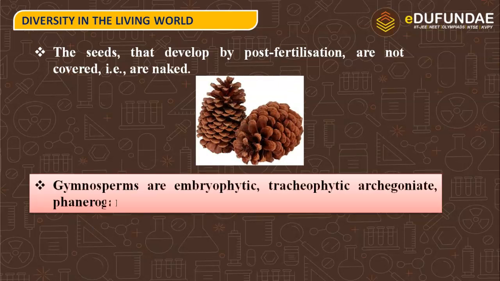Gymnosperms are embryophytic, tracheophytic, archegoniate, phanerogams. So the first variety that we did was of the cryptogams, and the cryptogams were the bryophytes, the pteridophytes and the algae. But while we are talking about the phanerogams, these are the organisms that are seed producing organisms and they are embryophytic, that means there will be a stage of embryo in their life cycle. They are tracheophytic, that means they have a proper vascular bundle, as well as archegoniate, and they will have the archegonia, the structure that is the female gametophyte present in the body.